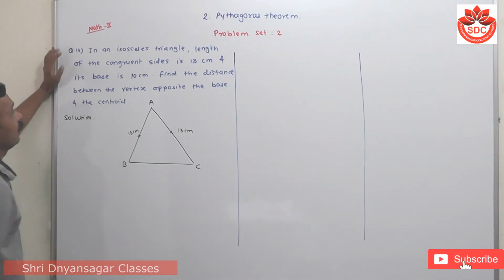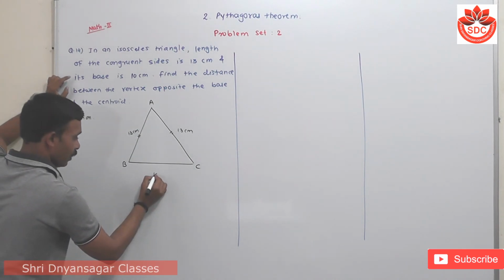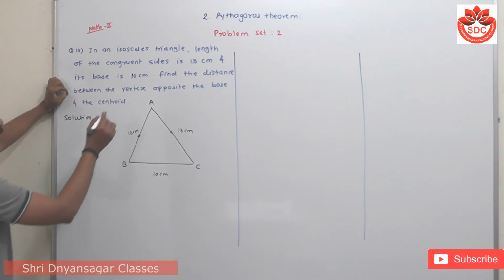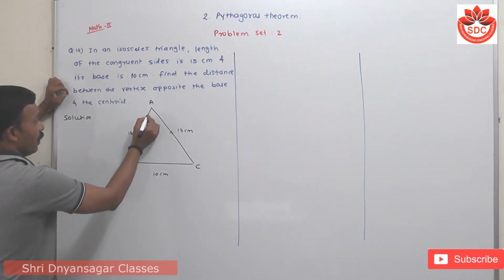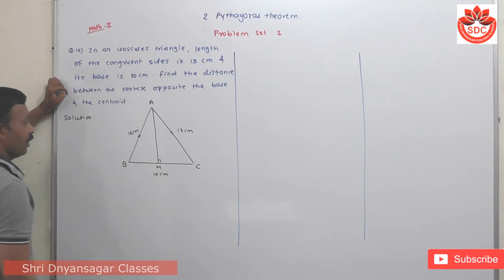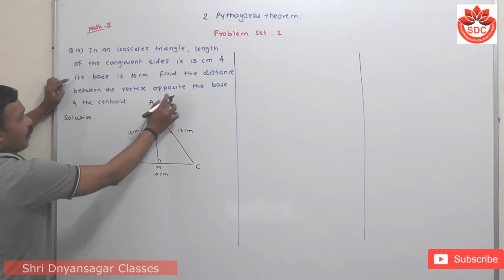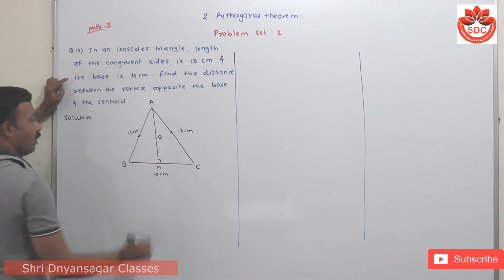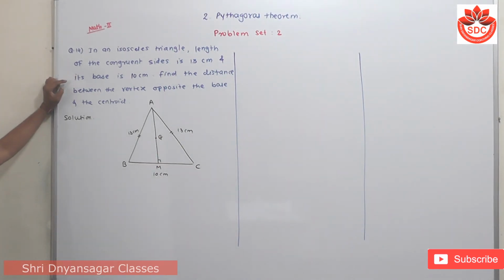13 centimeter. The base is 10 centimeter. The distance between the vertex opposite to the base and the centroid we have to find. Suppose that this is the perpendicular AM, and suppose that this is the centroid of that triangle ABC.